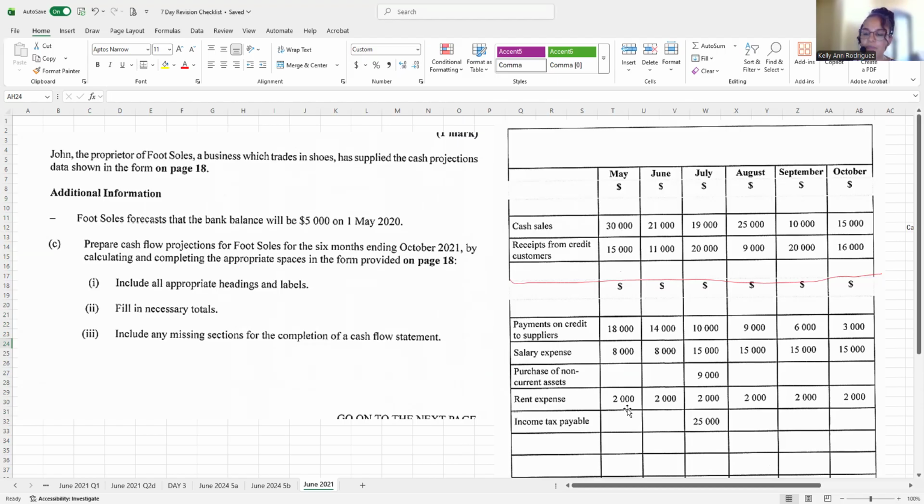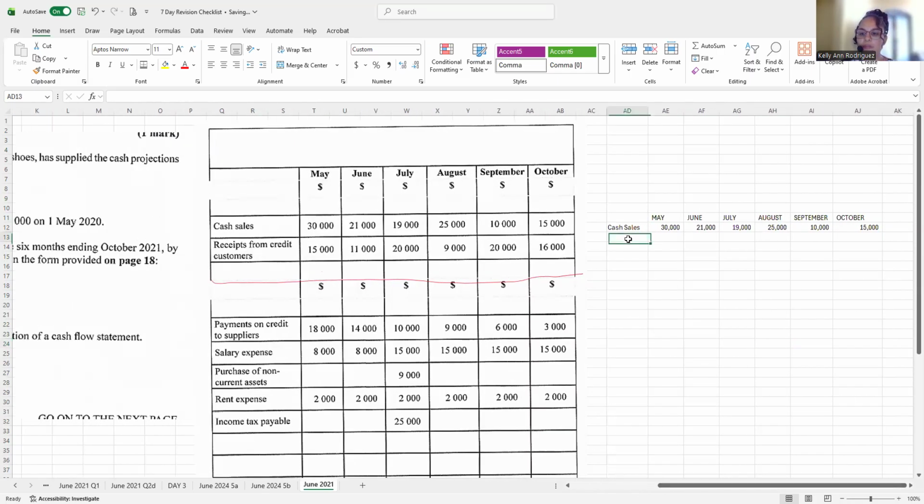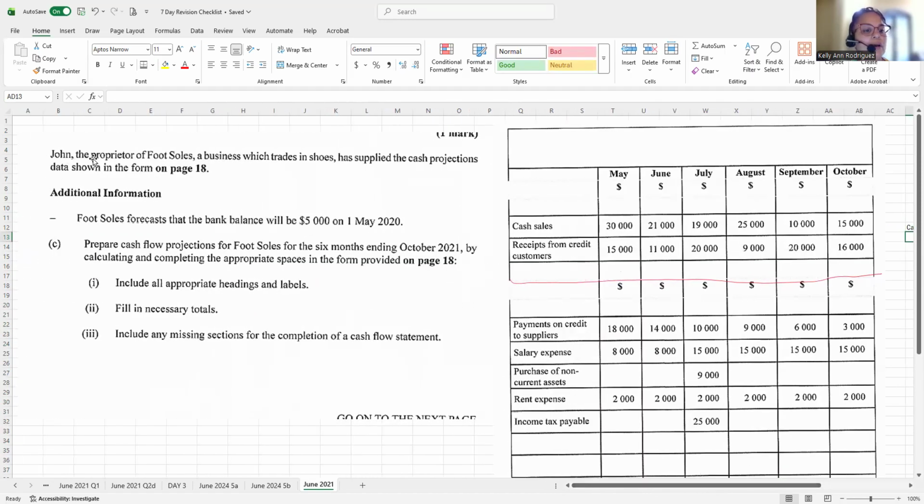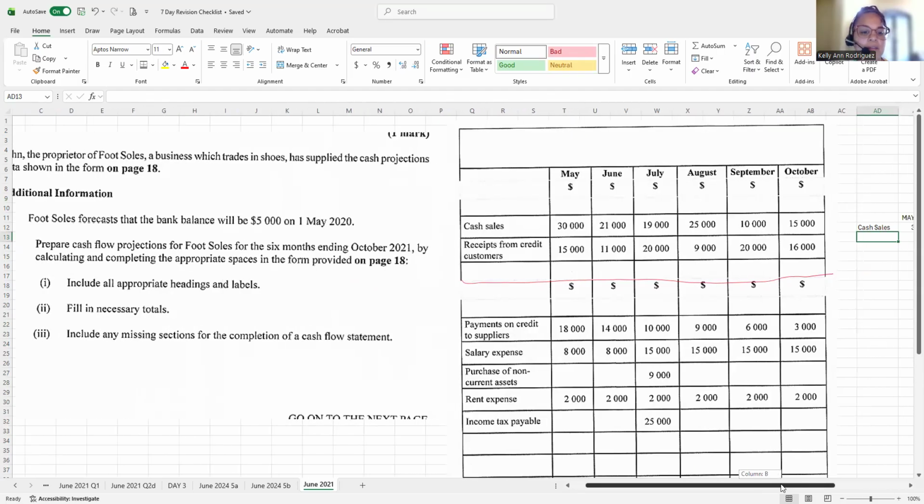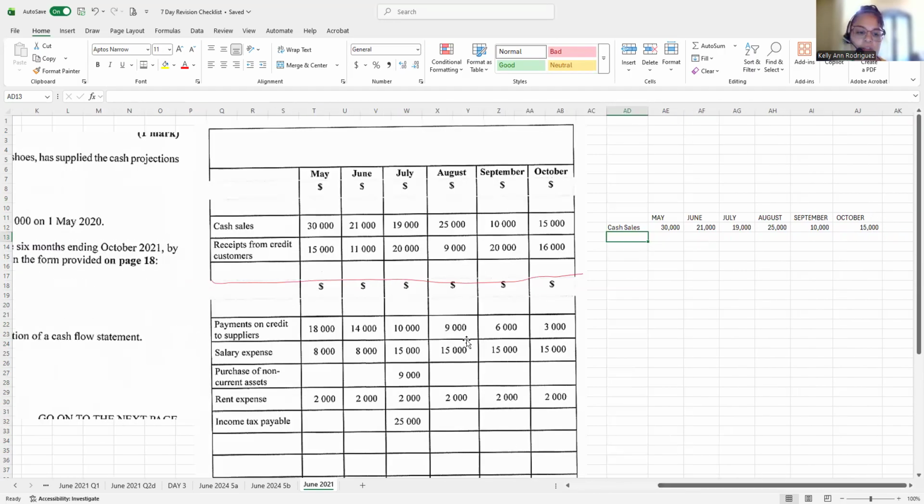So this is them testing you to see if you know what a cash flow projection is and what it is that you're really calculating. All right, so let's look at it. What will be missing and what we're supposed to be putting. So we're doing a cash flow projection. Now you would have put in the proper heading here because there's a big space for heading, right? So you would include foot soles, cash flow projections for the 6 month May to October 2020. Good?